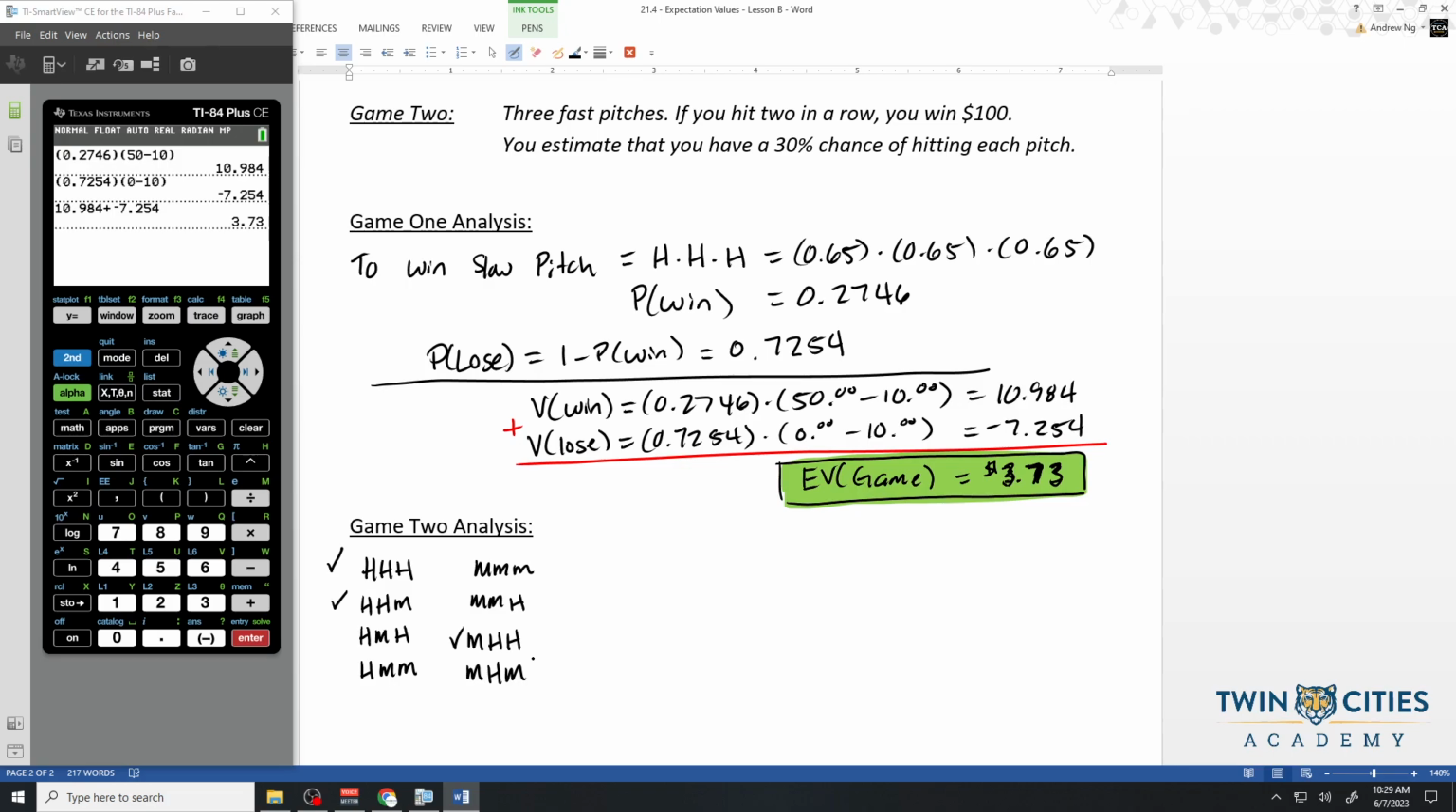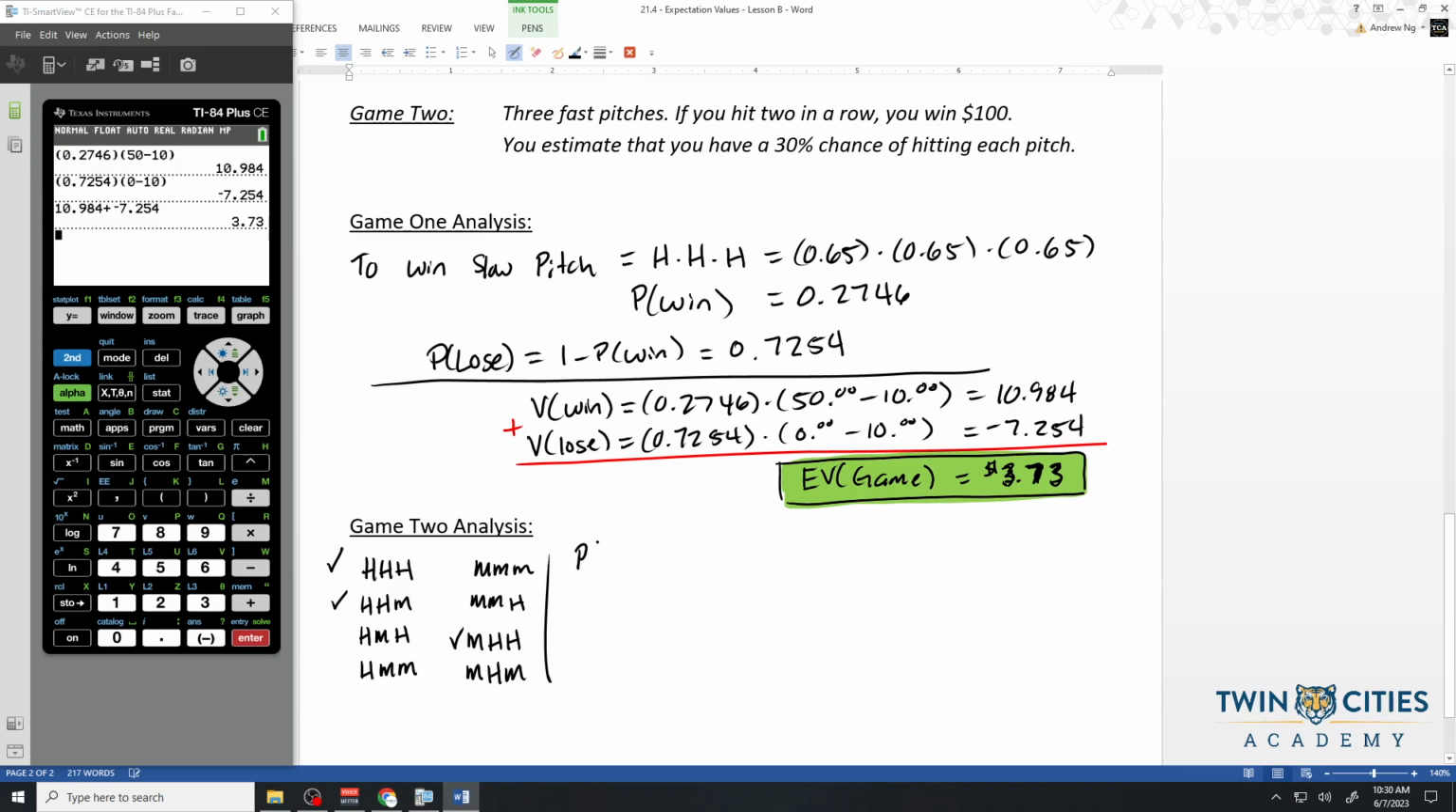So what I want to do is calculate the probability that hit, hit, hit occurs. What's the probability that hit, miss, hit, or hit, hit, miss occurs? And then what's the probability that miss, hit, hit occurs? Because if I add those together, that'll be the probability that I win in general. So let's do that here.